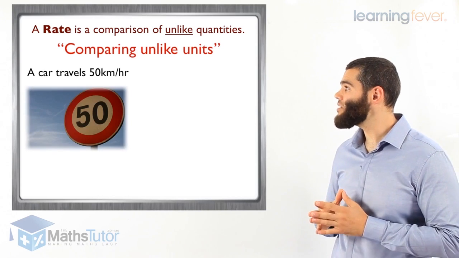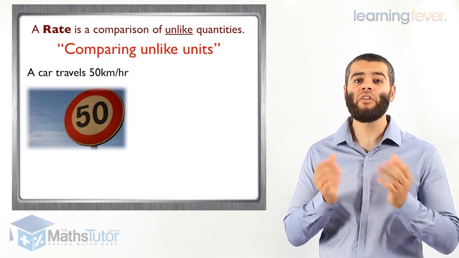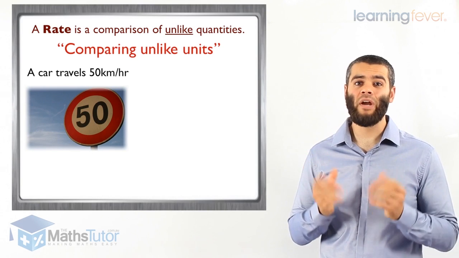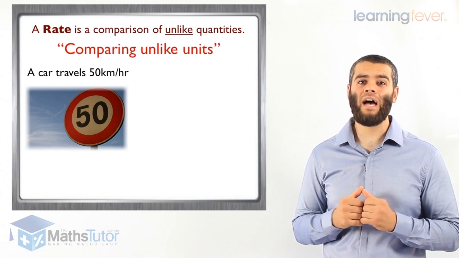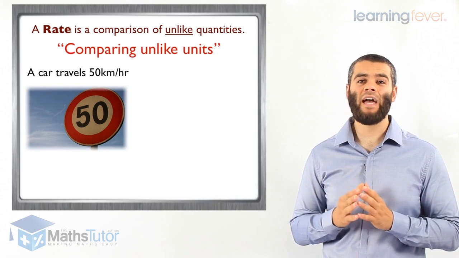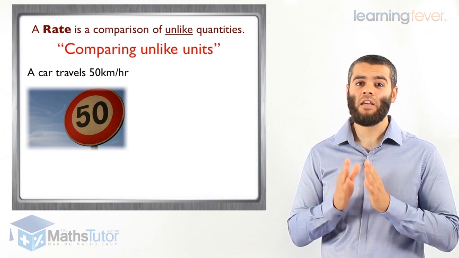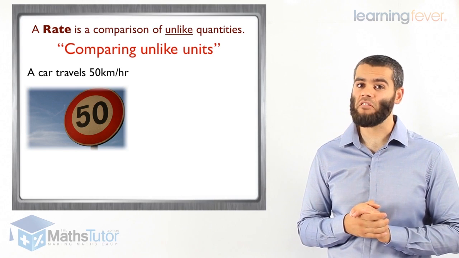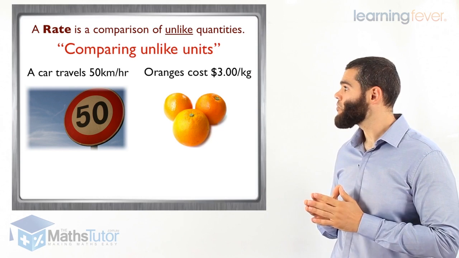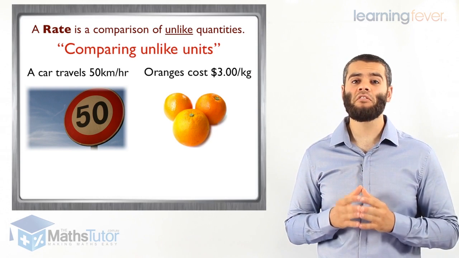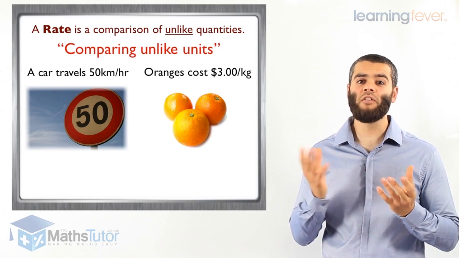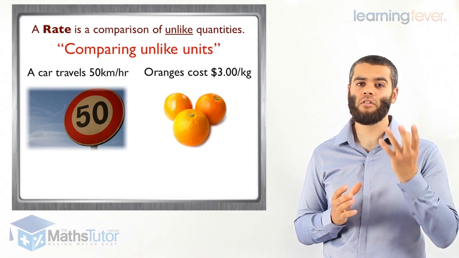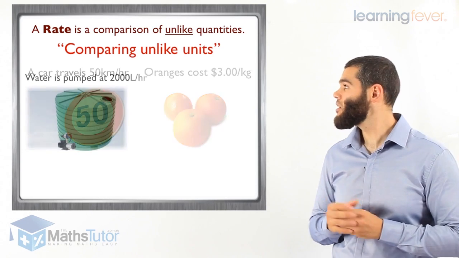An example of a rate is when a car travels 50 kilometers an hour. So the rate here is kilometers to hours, 50 kilometers every hour. The car is traveling every hour 50 kilometers. Another type of rate. Oranges cost $3 a kilogram. $3 for every kilogram of oranges, you're going to be paying $3.